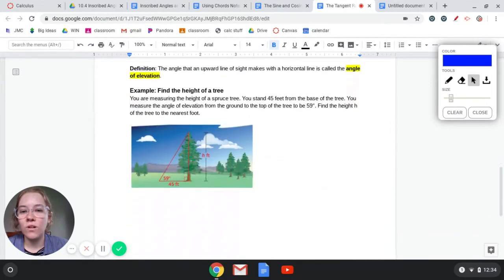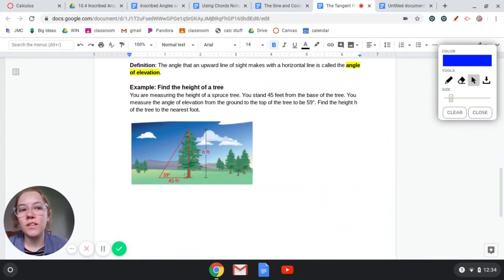I have one last example for you. And these are the classic tree problems. Remember when we used proportions to solve this? You had to use your shadow, so your height and your shadow, compare that to the tree shadow. Turns out if you just know that angle and the distance you are away from the tree, then you can find the height of the tree.